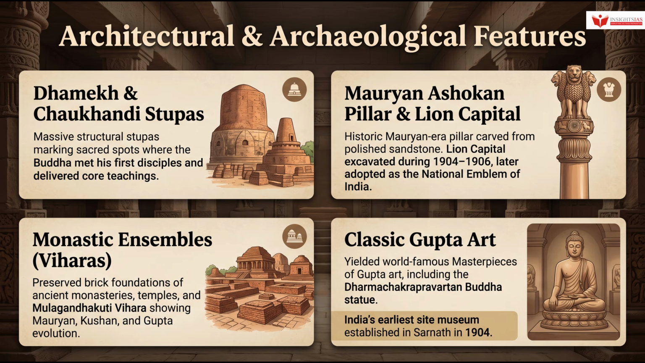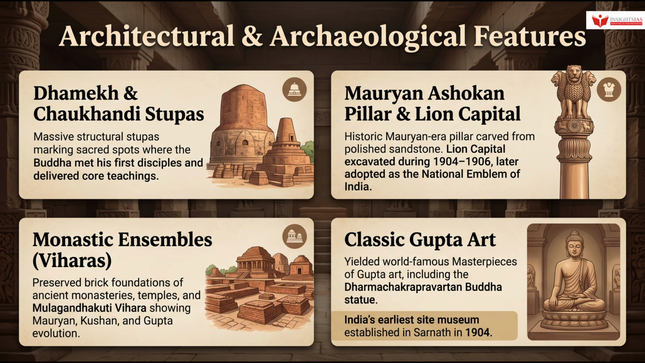And here's a genuinely fascinating fact, one that connects Sarnath directly to modern India, the Mauryan Ashokan Pillar and Lion Capital. The site features the historic Mauryan-era pillar, carved from polished sandstone, and its polished lion capital, excavated during 1904 to 1906, was later adopted as the national emblem of India. Think about that. The emblem you see on every Indian passport and currency note traces directly back to this very site.